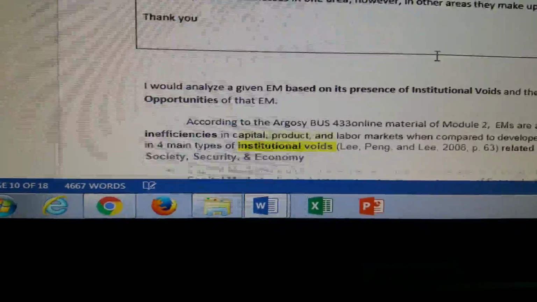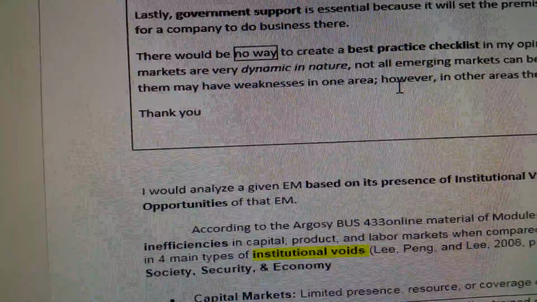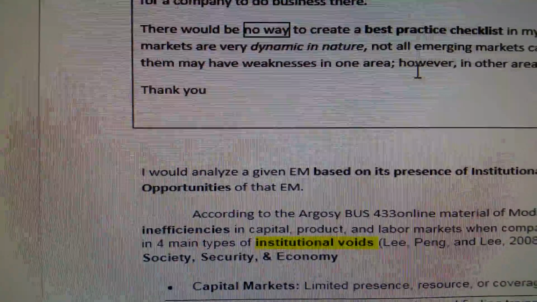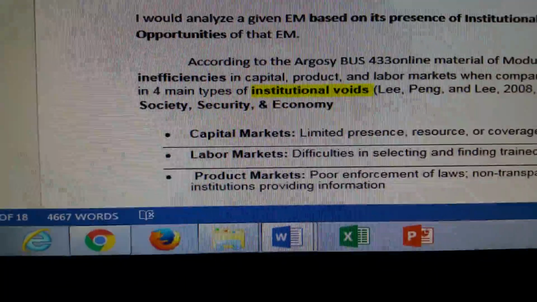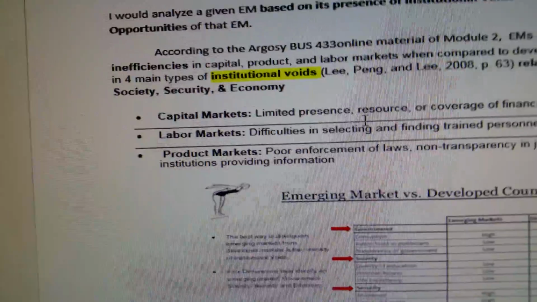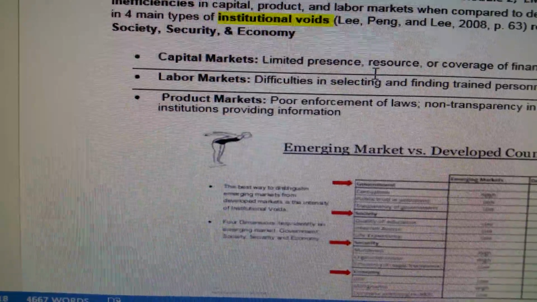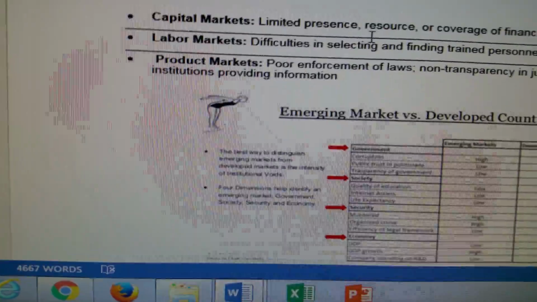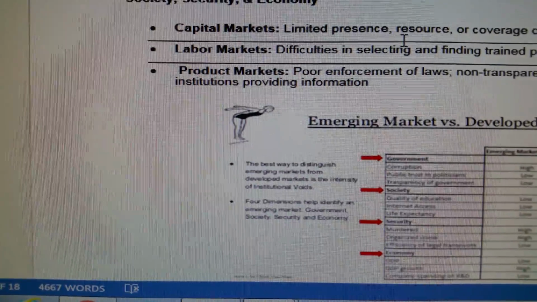Okay, according to the student, there is no way of having a practice checklist for every emerging country or market, because they vary a lot, according to this student. I believe one good way of analyzing if I want to invest in an emerging market is going to be, I'm going to rely on the institutional voice.